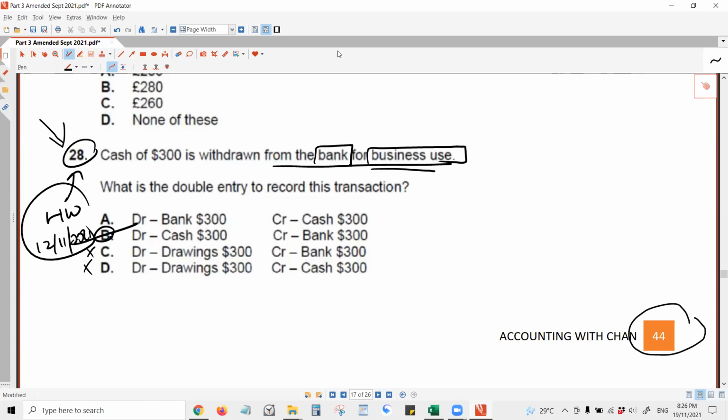Have you used the money? Not yet. The money has not been spent. It has just been changed into another form. Instead of in the bank, now it is in the form of cash. You can see it. Okay, so answer is B.